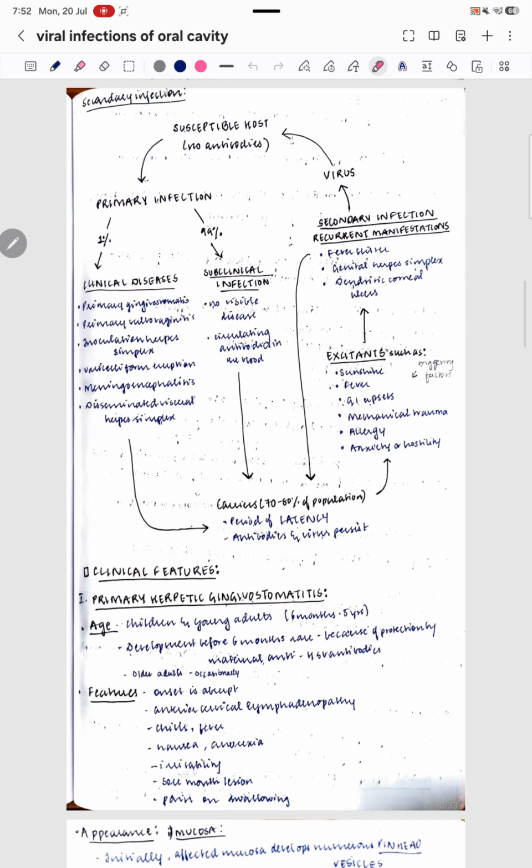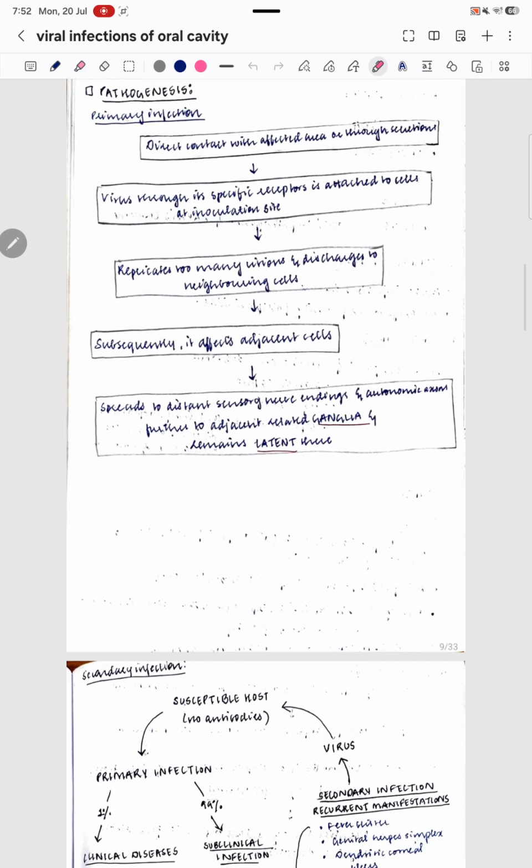Coming to the secondary infection, so this was the primary infection, that there is direct contact, that is your sexual contact or contact through the secretions, that is your saliva or different secretions.